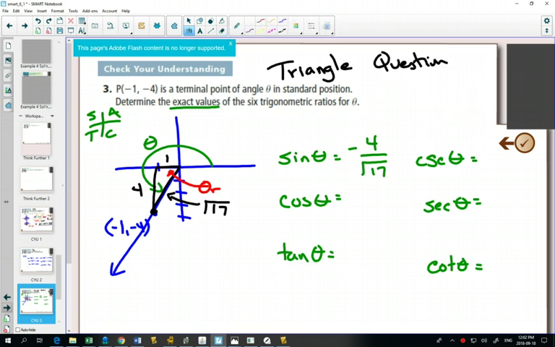But one of the reasons that they don't ask you to rationalize the denominator is because once you found out that sine is negative 4 over root 17, and you know that cosecant is the reciprocal of sine, we now know that cosecant is negative root 17 over 4.